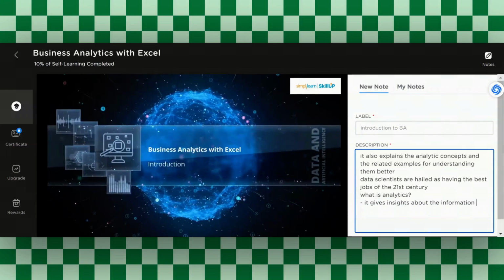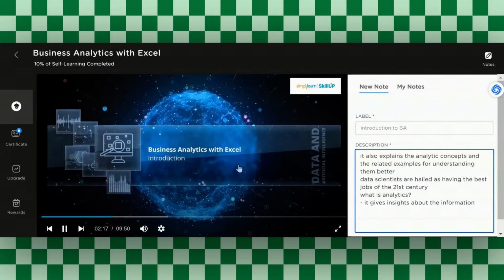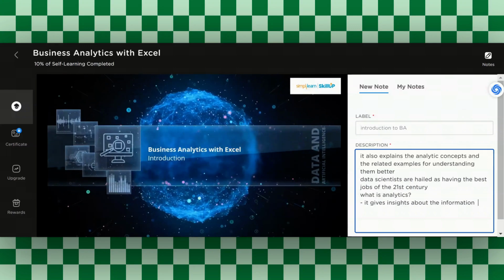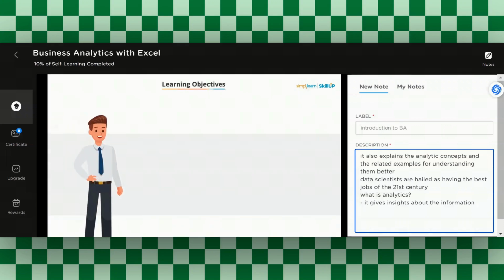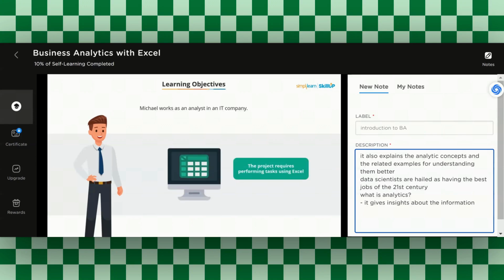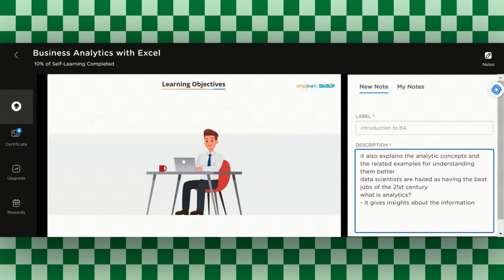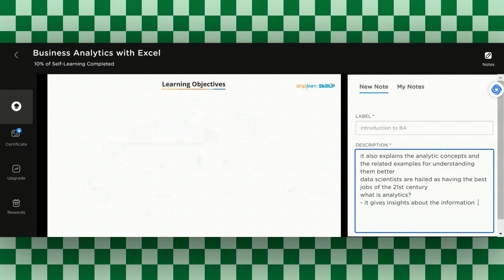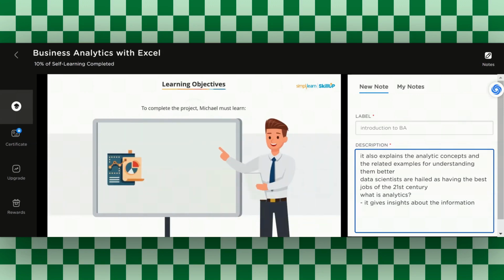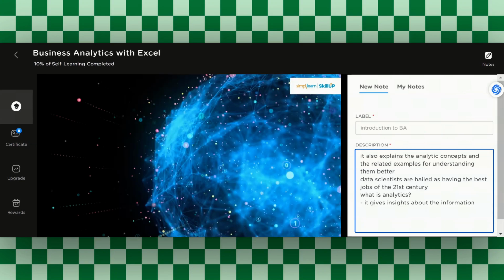In this lesson, you will be introduced to business analytics with Excel. Michael is a fresher, and he recently started working as a business analyst in an IT company. His manager assigns him a new project that requires him to perform tasks using Excel. He needs to understand and utilize Excel for many purposes. To complete the project, he has to learn the concept of analytics, the types of analytics, and also the areas of analytics with relevant examples.